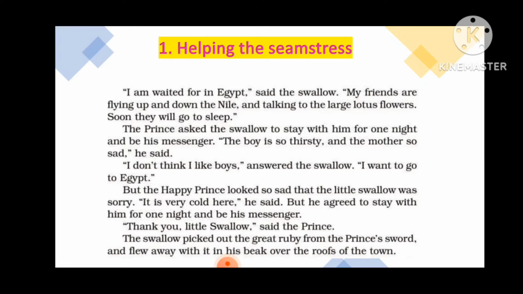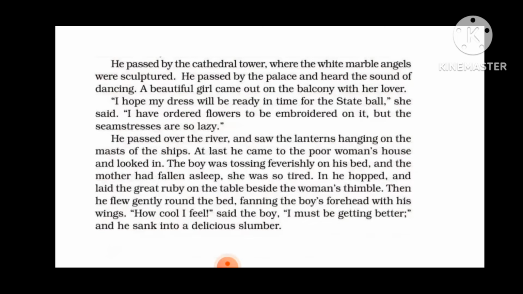Then again the swallow tried to make an excuse. I don't think I like boys. I want to go to Egypt. But the happy prince looked so sad that the little swallow felt sorry. And he said, okay, it's very cold here, but he agreed to stay with him for a night and be his messenger. And the prince thanked him. Now the swallow picked out the great ruby from the prince's sword and flew away with it in his beak over the roofs of the town. He finally helped the prince and took the ruby.